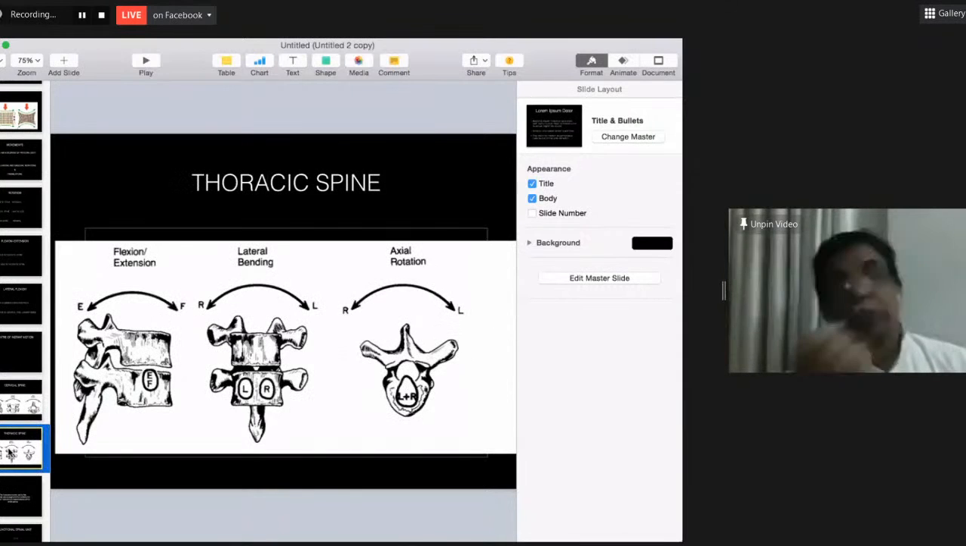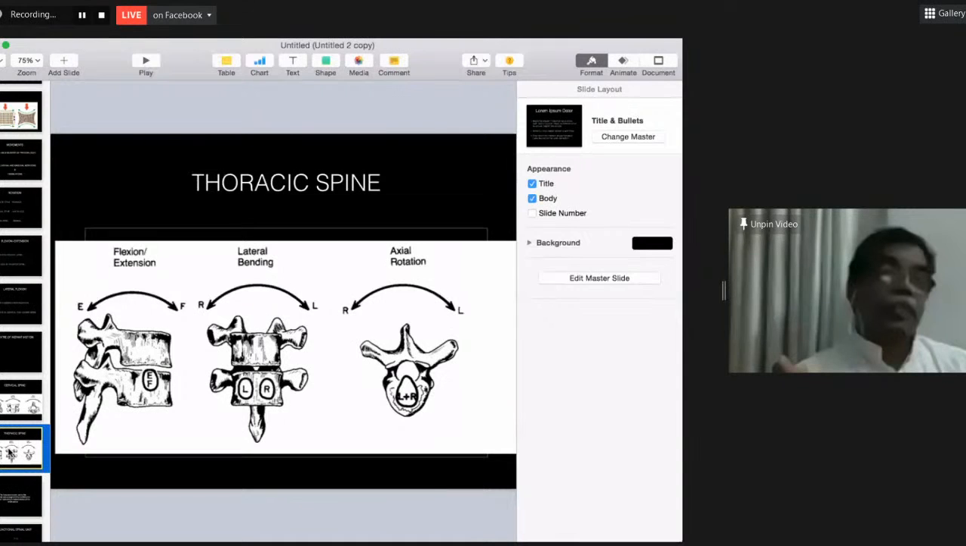In the thoracic spine, the flexion and extension we have already discussed. Lateral bending takes place away from the side on which the person is bending. So if the person is bending on the right side, the axis of rotation of bending, the lateral bending, will be on the other half of the vertebra, while axial rotation is somewhere near the spinal canal.